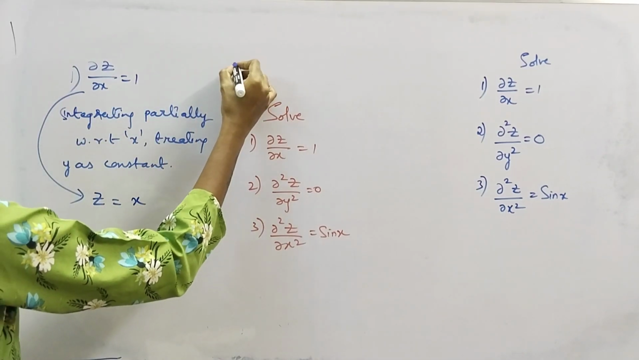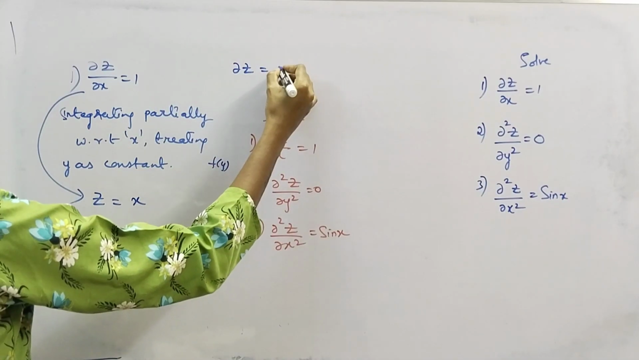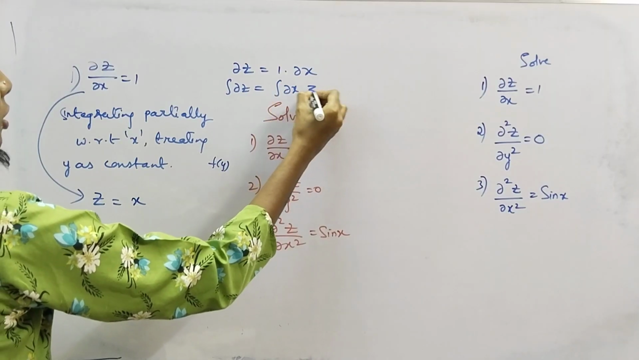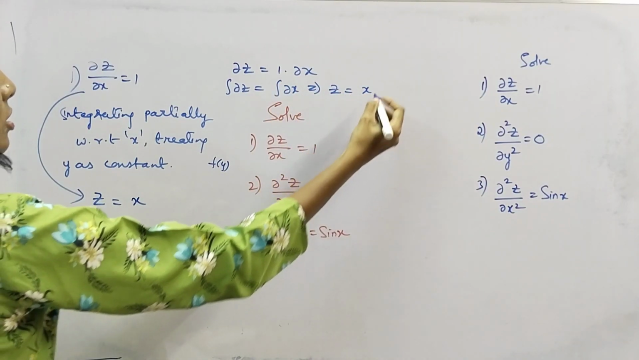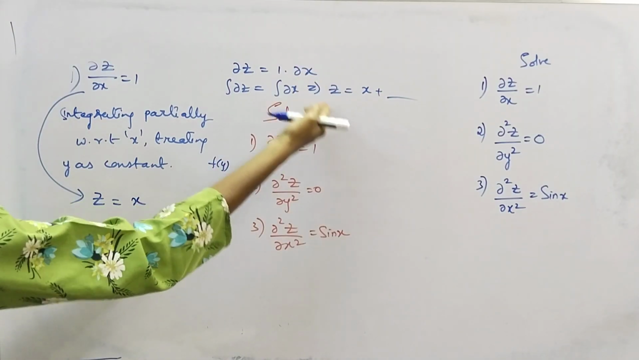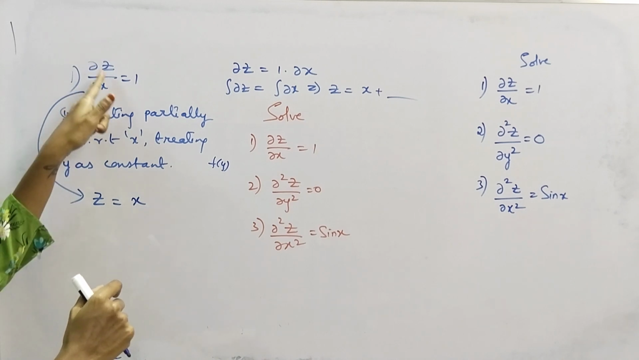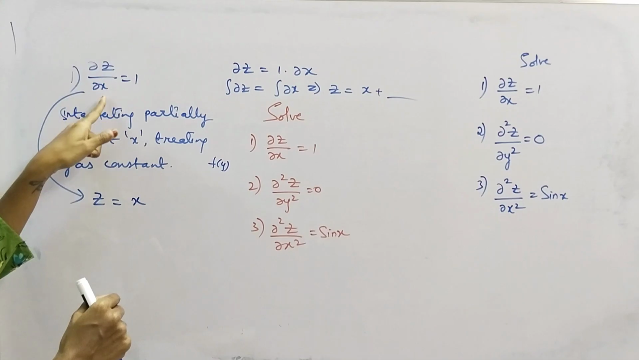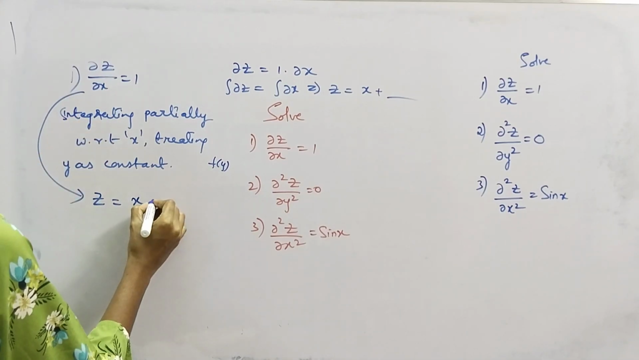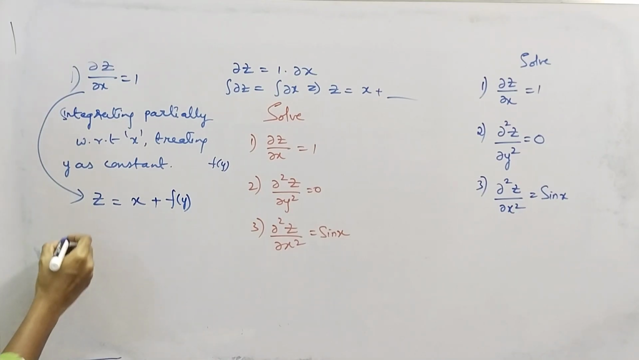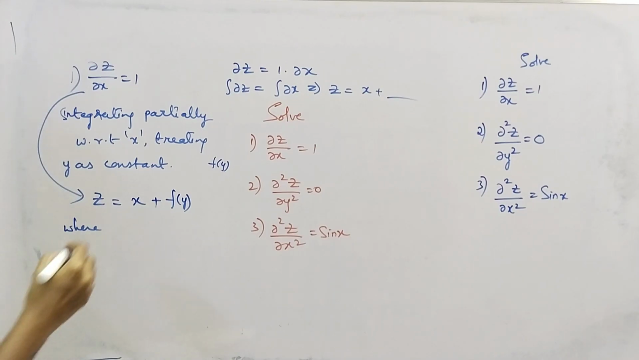Or without confusion, you can just write this equation as, now integrate it, we'll get z equal to x plus some integral constant. This is what we are writing directly without these steps. Don't get confused. Here you're having dou z by dou x. By doing partial integration, we'll get z equal to x plus some constant of integration, which is f of y, where f of y is an arbitrary function.